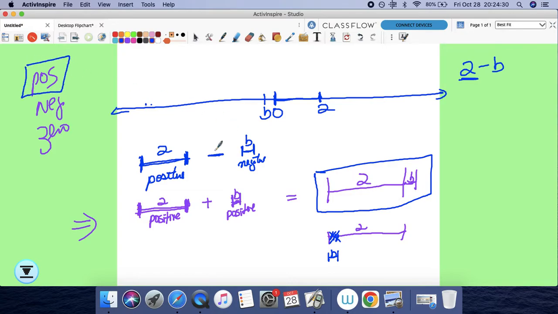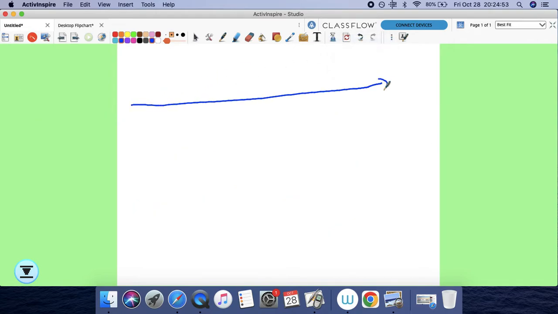So you've got two choices. You're either going to be combining their absolute values and making it a longer piece, or you're going to take the smaller piece from the bigger one, and the sign will be that of the one with the greater absolute value. You know what? While I'm doing this, why don't we do one of those? Another problem. Let's call this B, and let's call this 1. So let's do B minus 1.